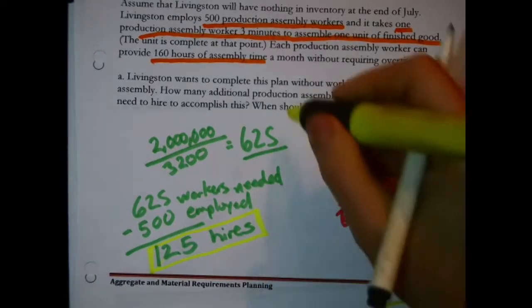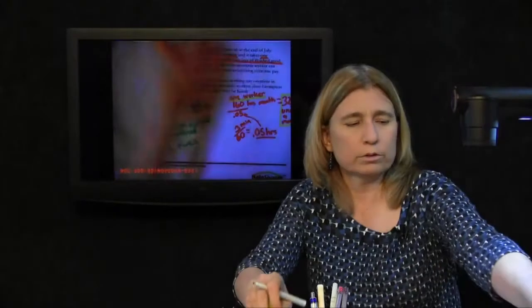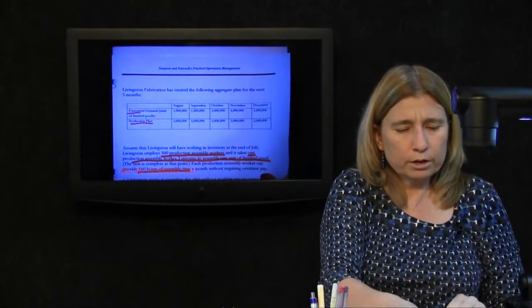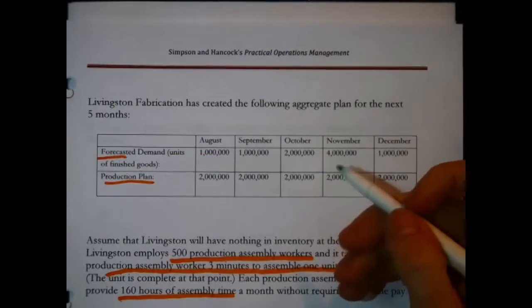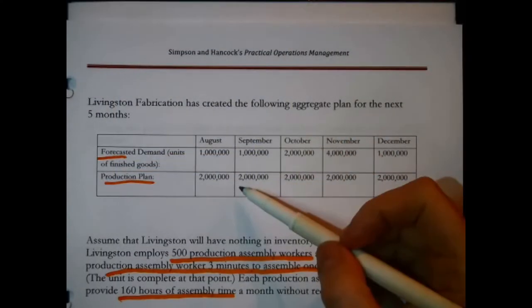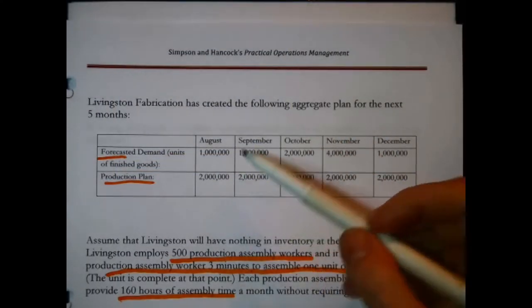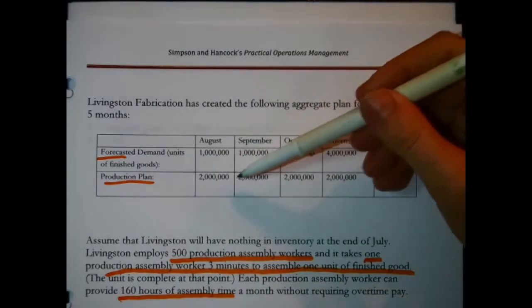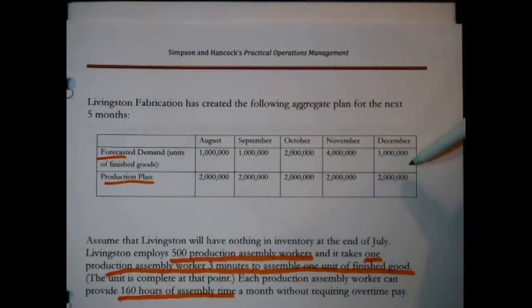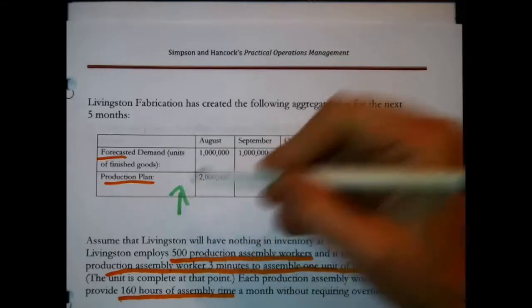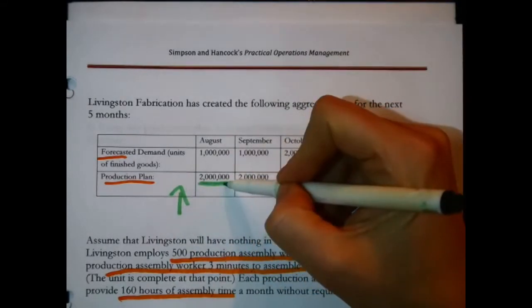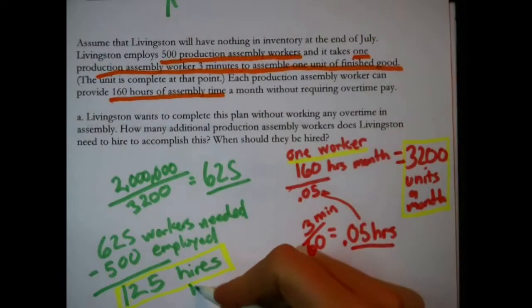Of course, there was this other question, when should they be hired? Well, you need the 125 additional workers in order to be able to produce 2 million a month. They want to produce 2 million a month for all of these months. When should they be hired? They've got to be hired right here then, because you've got to be ready to go in August. So they've got to be hired by end of July.